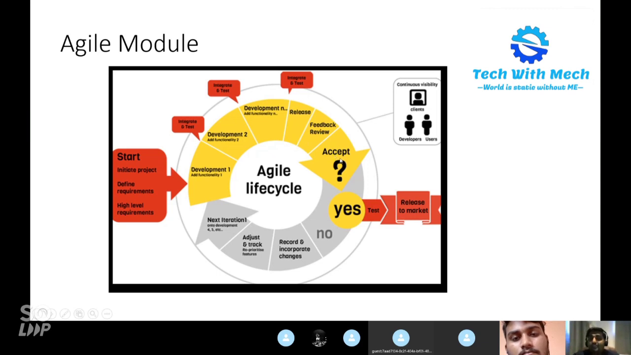Then there will be releases, then feedback sessions, and then release to market. Based on that, they release. Again, if the market gives a no, they need to start a new iteration. Or if there is a new requirement, they start the same cycle again. So it goes in a continuous circle. This is how the Agile model works.